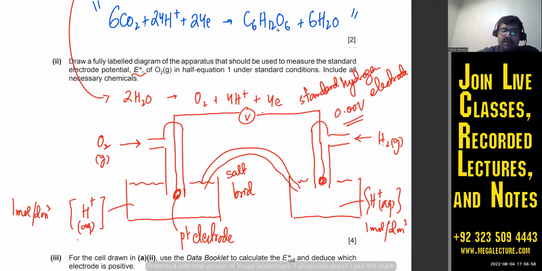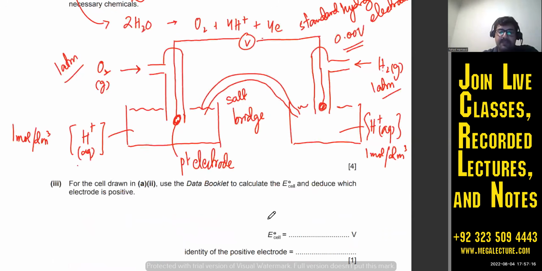And since he's talking about E naught, remember, be careful. The oxygen gas must be at 1 atm pressure, right? The hydrogen gas must be at 1 atm pressure, standard conditions. The solutions will be at 1 mole per dm cube concentration. That's pretty much it. You'll get 4 marks for this. Here, that's the first thing.